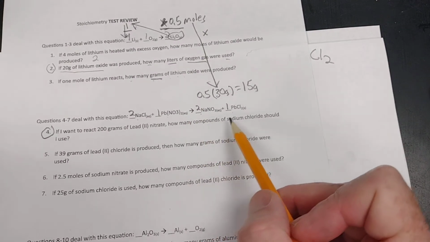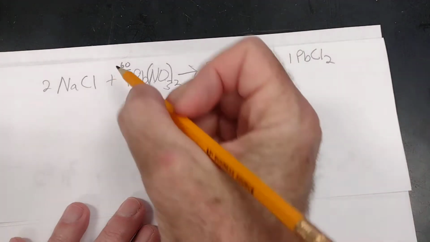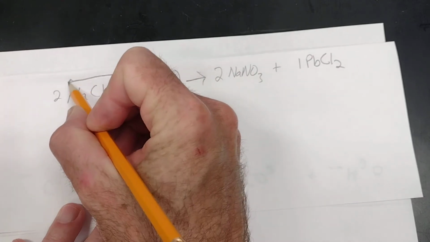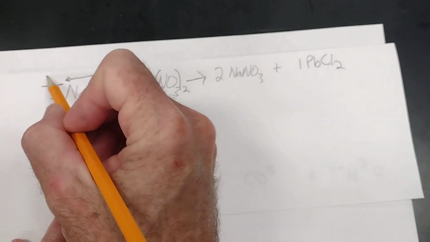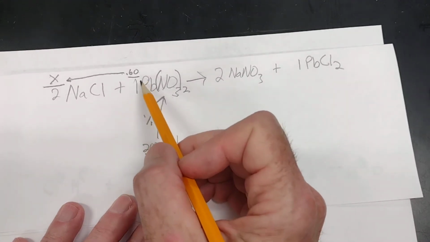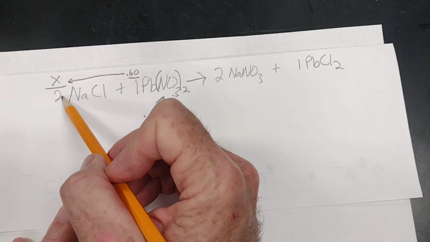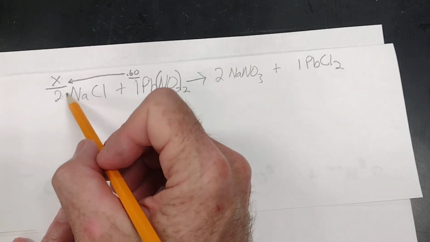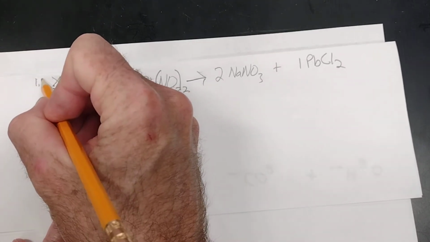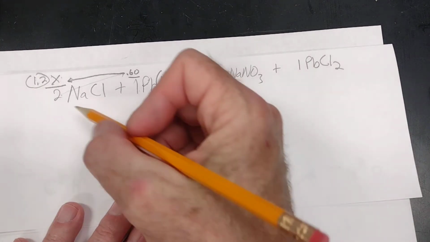How many compounds of sodium chloride should I use? So now we need to know how much sodium chloride I would use. All right? 0.6 is to 1 as x is to 2. So we're going to cross multiply, and we're going to get 1.2. So 1.2 moles of sodium chloride.